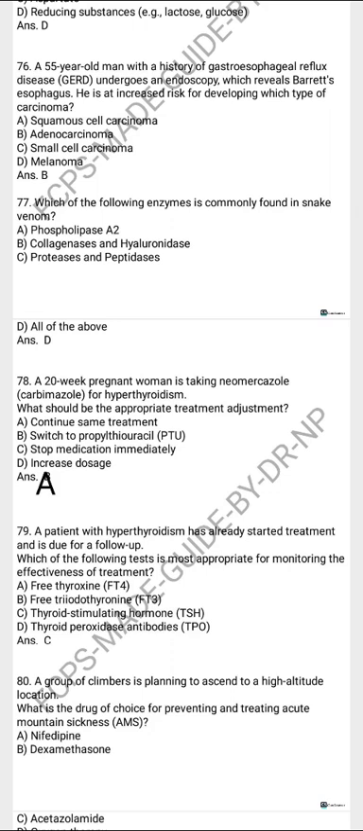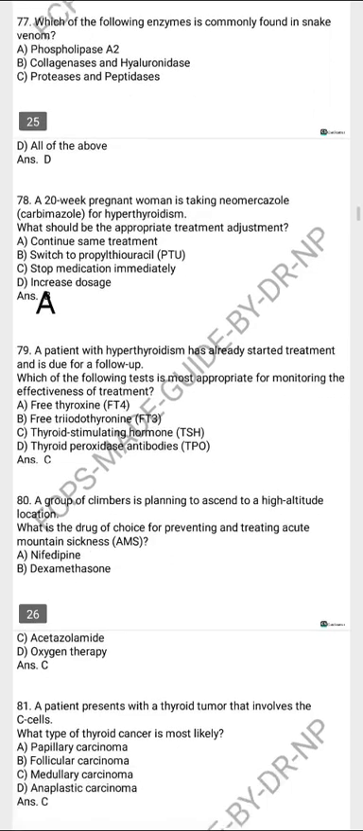A pregnant woman is taking Neo-Mercazole, which is carbimazole, for hyperthyroidism. What should be the appropriate treatment adjustment? Continue the same treatment. A patient with hypothyroidism has already started treatment and is due for follow-up. Which test is most appropriate for monitoring the effectiveness of the treatment? That is thyroid stimulating hormone.